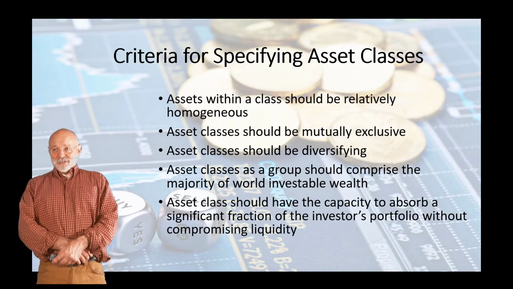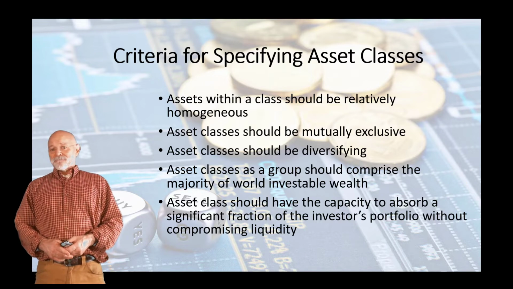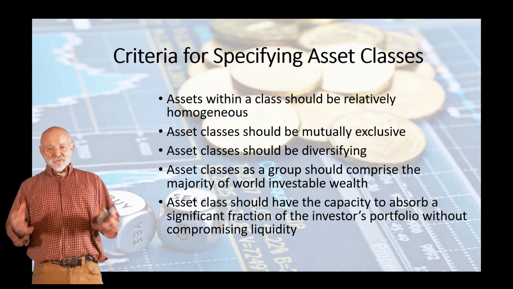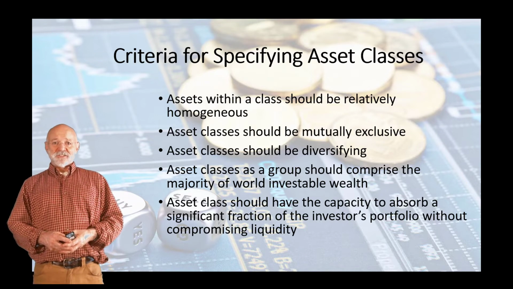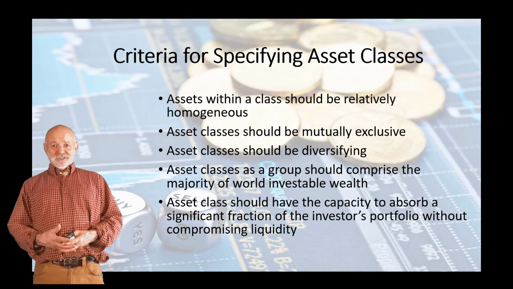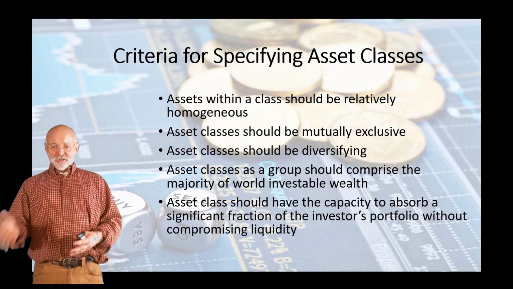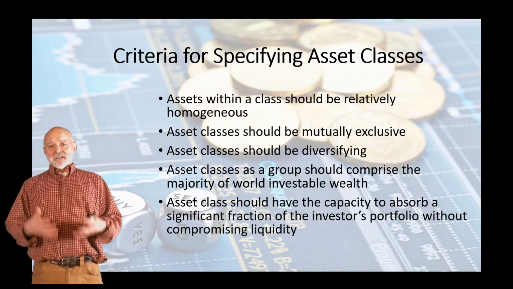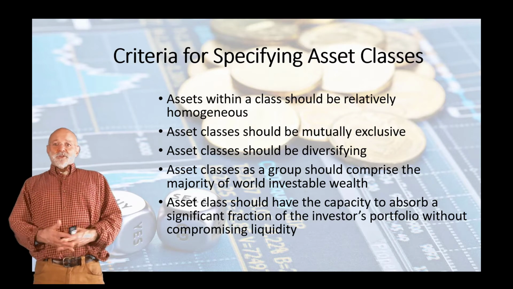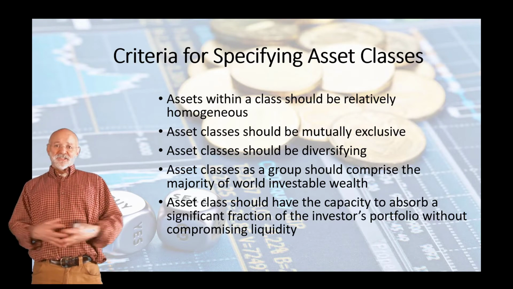Some of our criteria for specifying an asset class, well, a couple of important terms here. We assume that all of the types of investments within a particular asset class are essentially of the same nature. They're homogeneous. In other words, we can't break them down into two separate subcategories that make a lot of sense. They essentially have the same set of defining characteristics. We would also say that asset classes should not be capable of containing the same kind of assets.